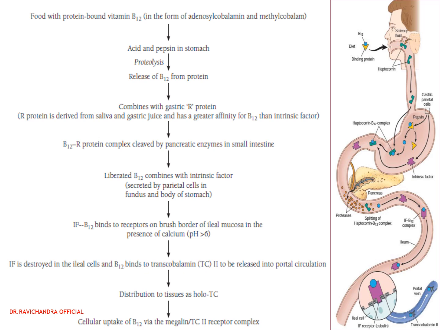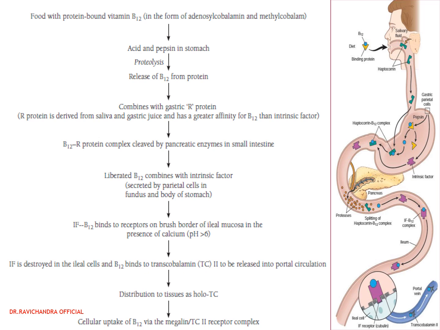R protein is derived from saliva and also gastric juice and has a greater affinity for B12 than intrinsic factor. So B12 first enters the body bound to haptocorrin, then, with the help of proteolysis by the acid and pepsin, it gets detached and attaches to the R protein and forms a complex.